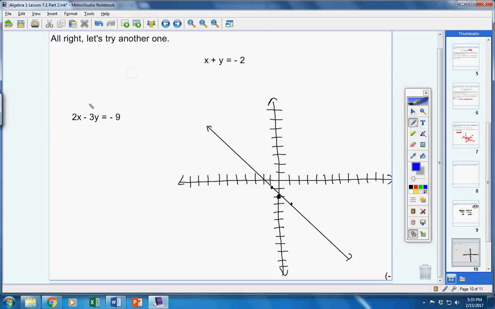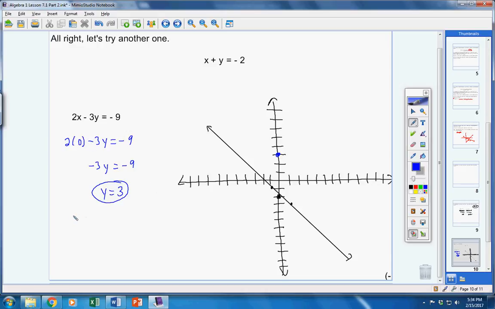We'll do this one in blue. So where the x is, I'm going to substitute a 0. I'm going to use the double intercept method. 2 times 0, 0, 0 minus 3y is negative 3y. Divide both sides by a negative 3, and y equals 3. So there's my y-intercept.